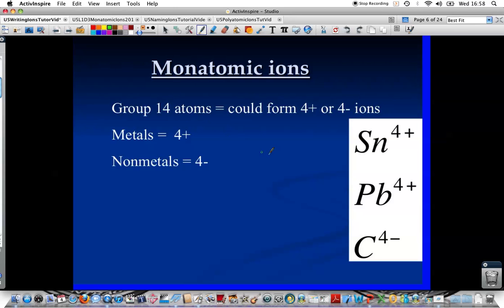Group 14 is right in the middle. Since they have 4 valence electrons, they can either lose 4 electrons or they can gain 4. Well, the metals, they tend to lose 4 electrons, so they're going to have a +4 charge. The nonmetals, they gain electrons, so they're going to have a 4- charge. So like tin and lead, they will have a 4+ charge, while carbon will have a -4 charge.